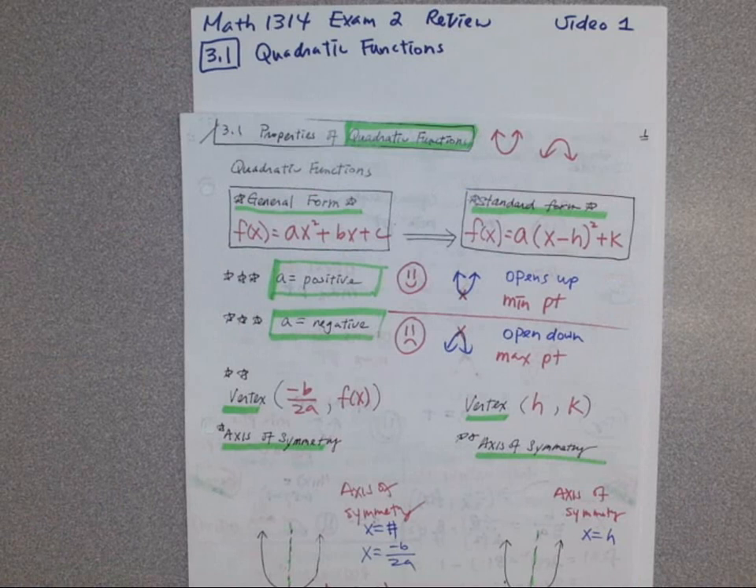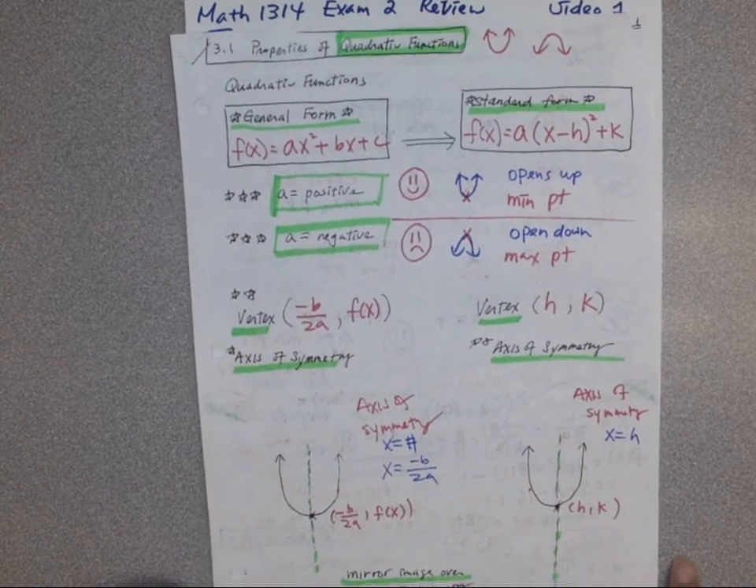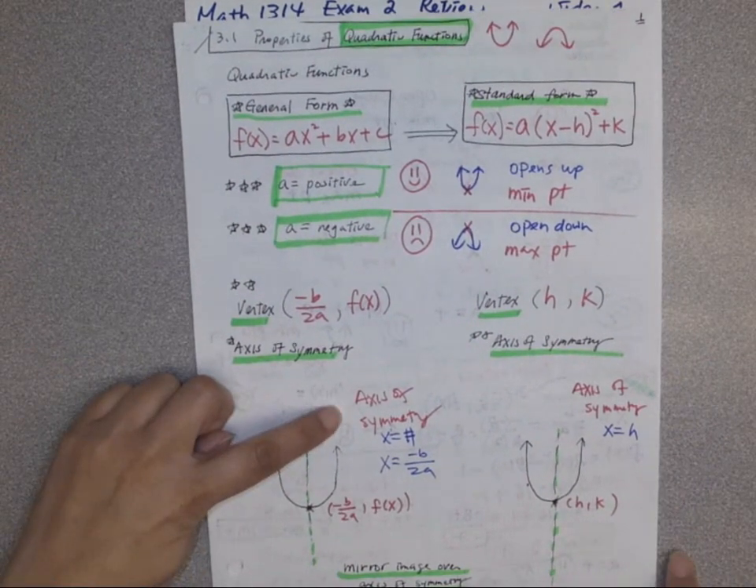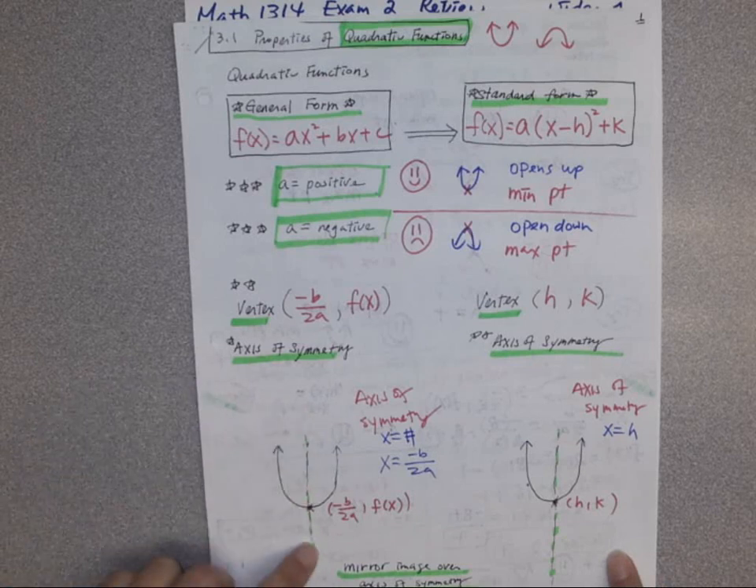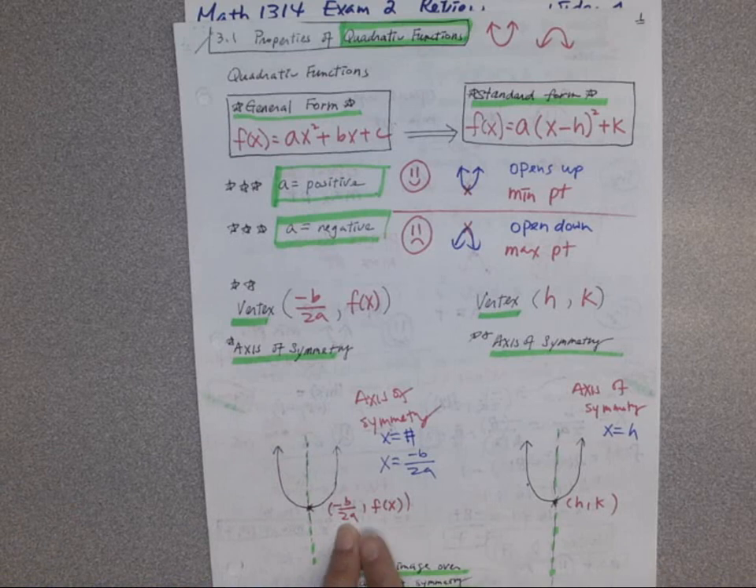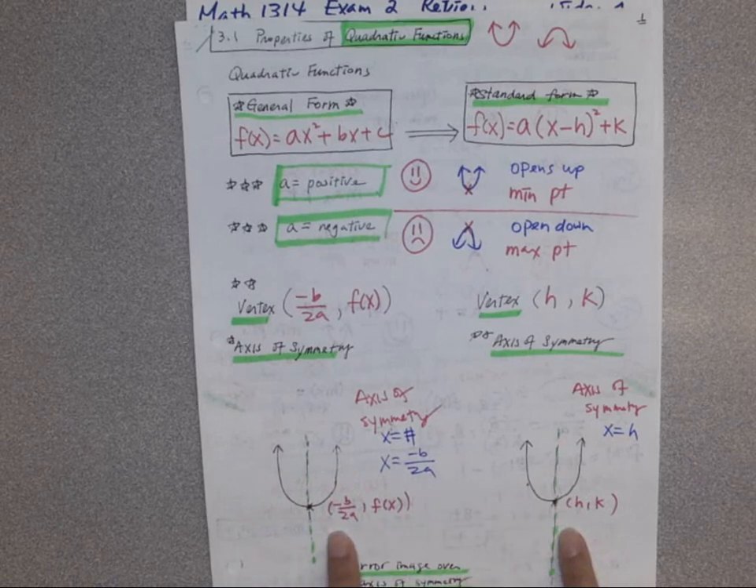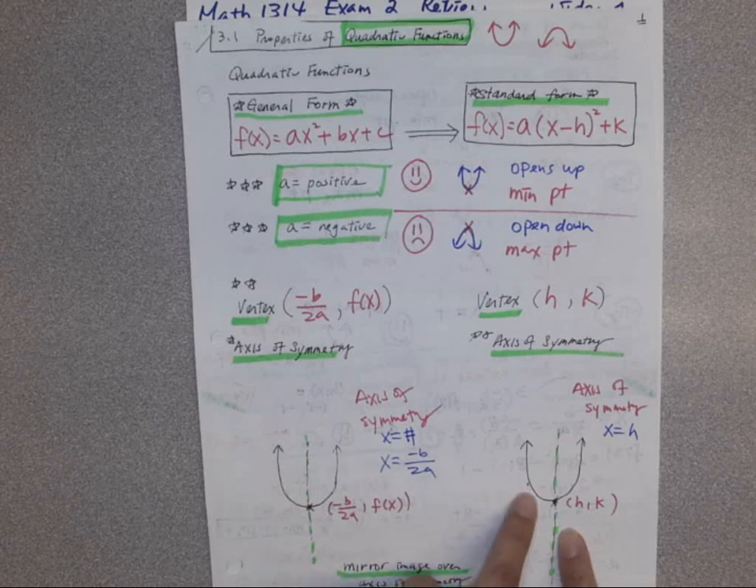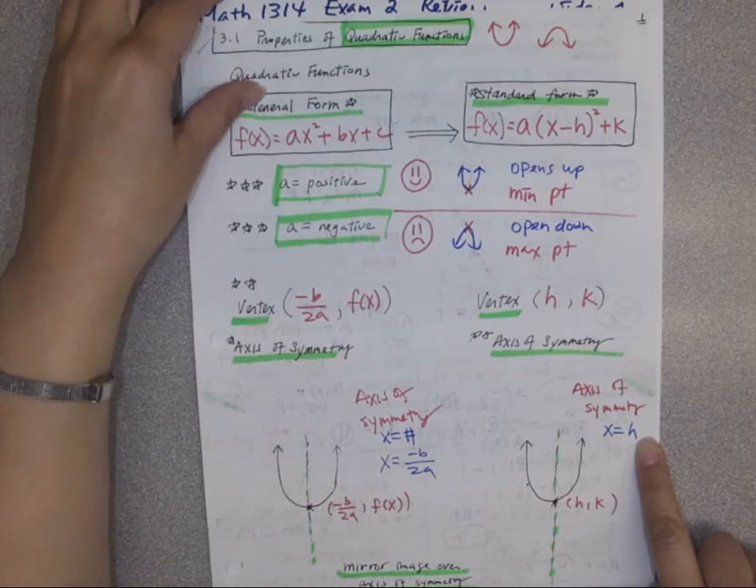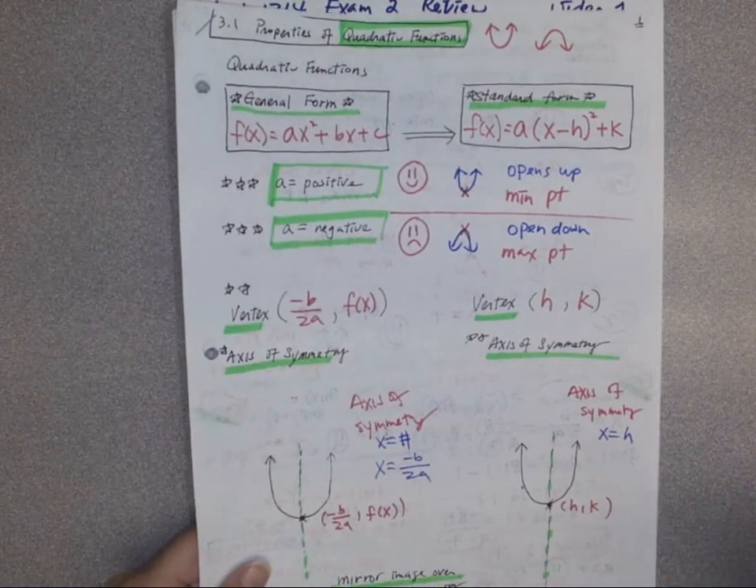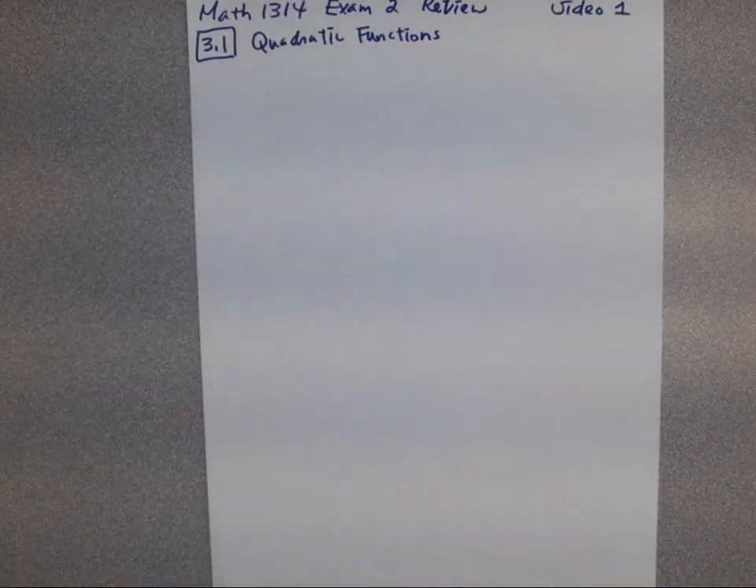transformation. Based on that, we also can find the axis of symmetry, which is an invisible vertical line going through the vertex, so it's going to be x equal to the x value of your vertex. So x equals negative b over 2a for the general form, and the axis of symmetry would be x equals h for the standard form. So that's a summary of what's important here.